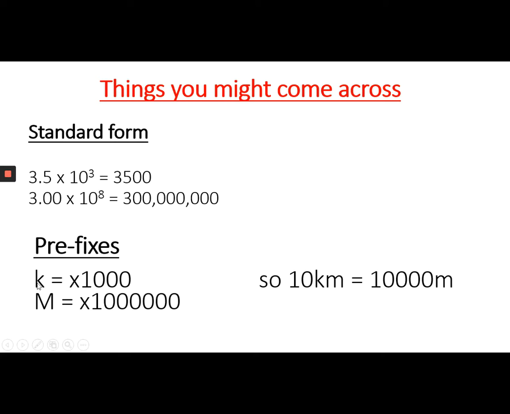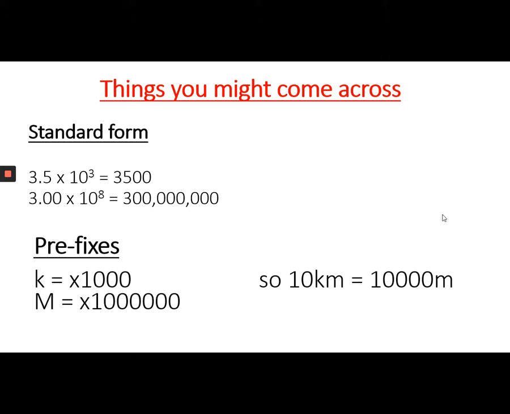Prefixes is the other one. So you can look at prefixes, but kilo is times 1,000. It goes in 3 zeros. And you see the next one up, mega, is times 1,000,000, which is 6 zeros. So 10 kilometers, I add 3 zeros there, becomes 10,000 meters. So a megameter would be 1,000,000 meters. So kilo, mega, giga, tera, peta.